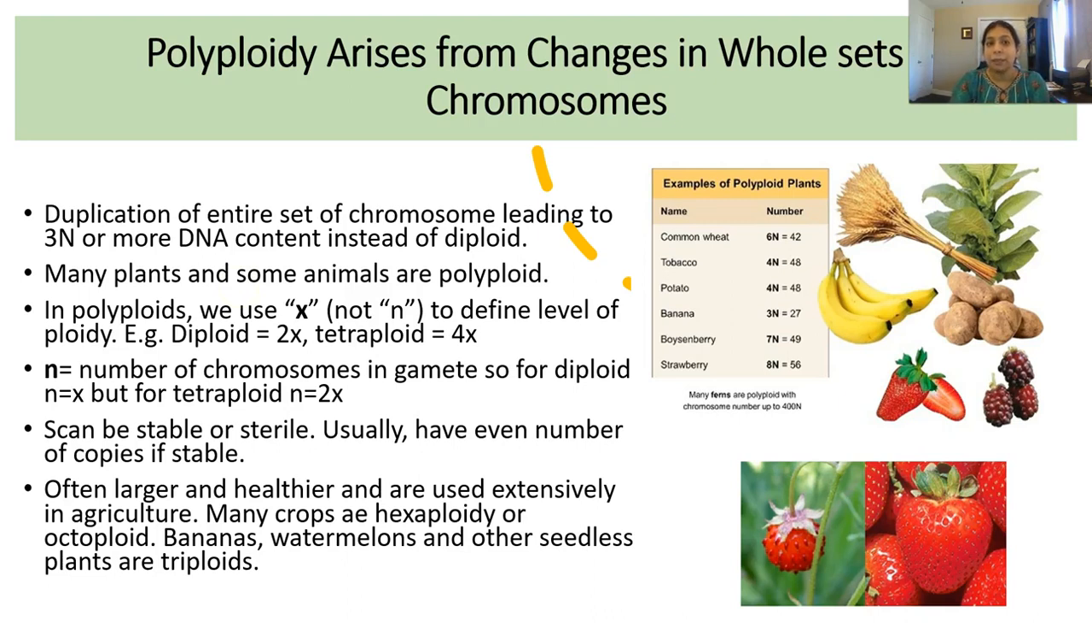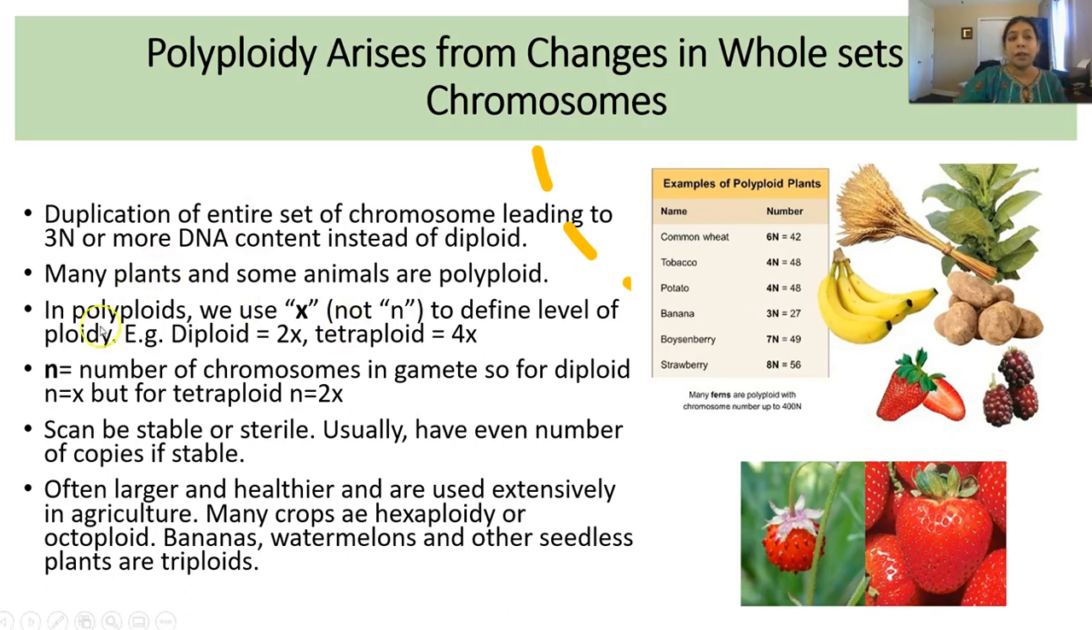Another thing that can happen is polyploidy. A polyploidy is basically changes in the entire set of chromosomes. So it's not tiny changes, it's full changes. So you have duplication of the entire set of chromosomes leading to 3n or 4n, a tetraploid cell or an octaploid cell. So now you have multiple copies of DNA beyond the typical diploid. Now, many plants and some animals are known to be either polyploid or haploid.